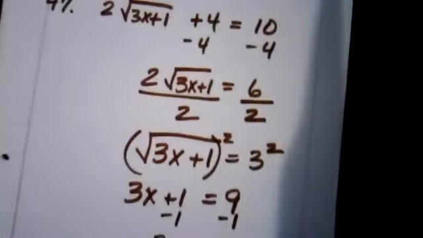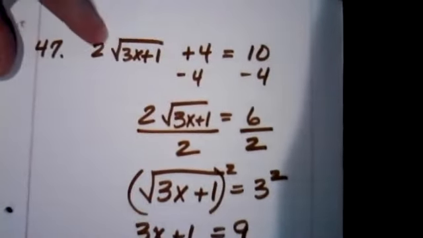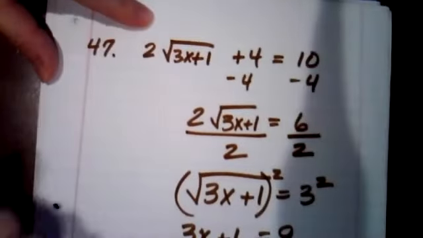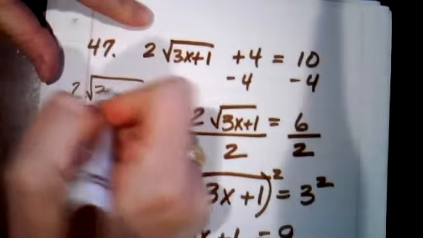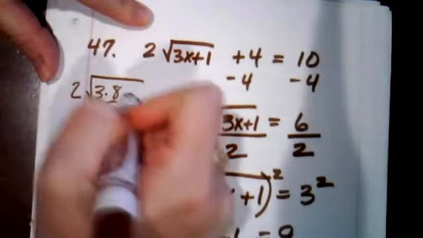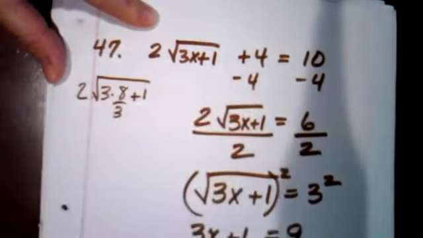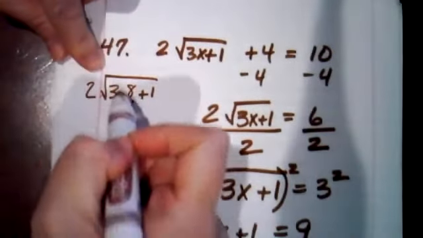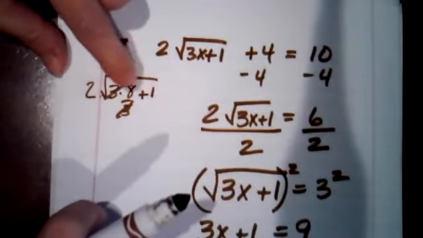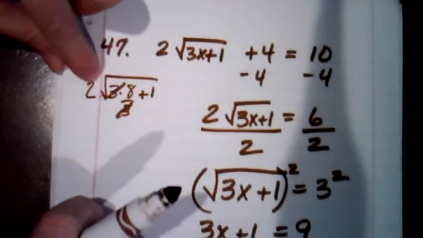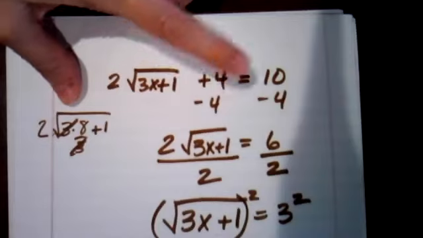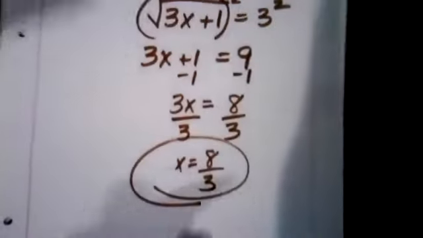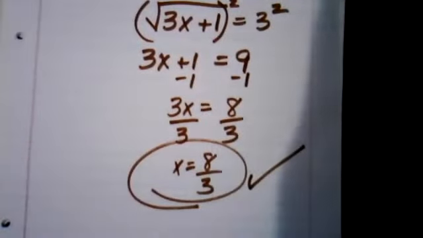So then we just want to check it up here. So I'm going to put it in over here. So 2 times the square root of 3 times 8 over 3 plus 1. Okay, what is 8 plus 1? That's 9. Square root of 9 is 3. 2 times 3 is 6. 6 plus 4 is 10. So winner, winner, chicken dinner. This is not an extraneous root, and it works.